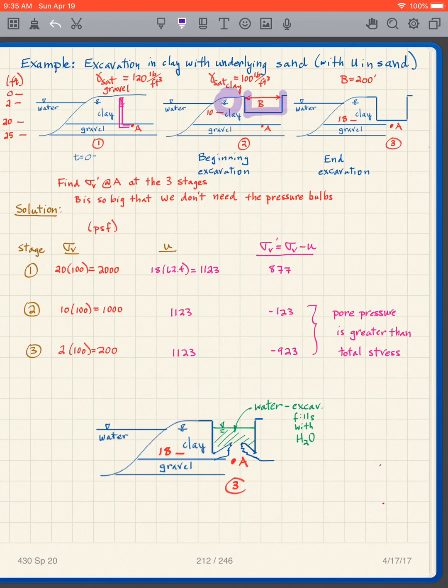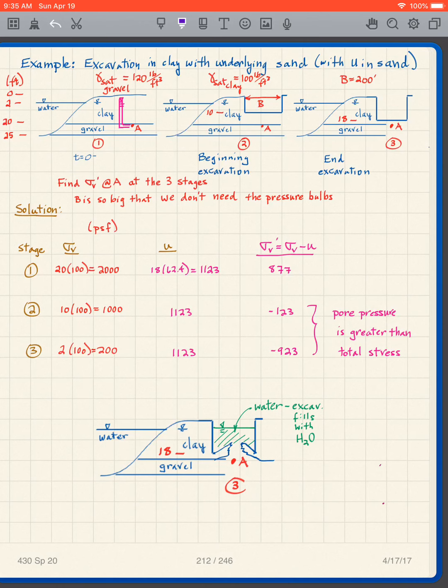So in theory, it can still be dry. In fact, there are times when the water can come out of the clay so slowly that it actually evaporates faster than the water comes out. So the excavation could remain dry.